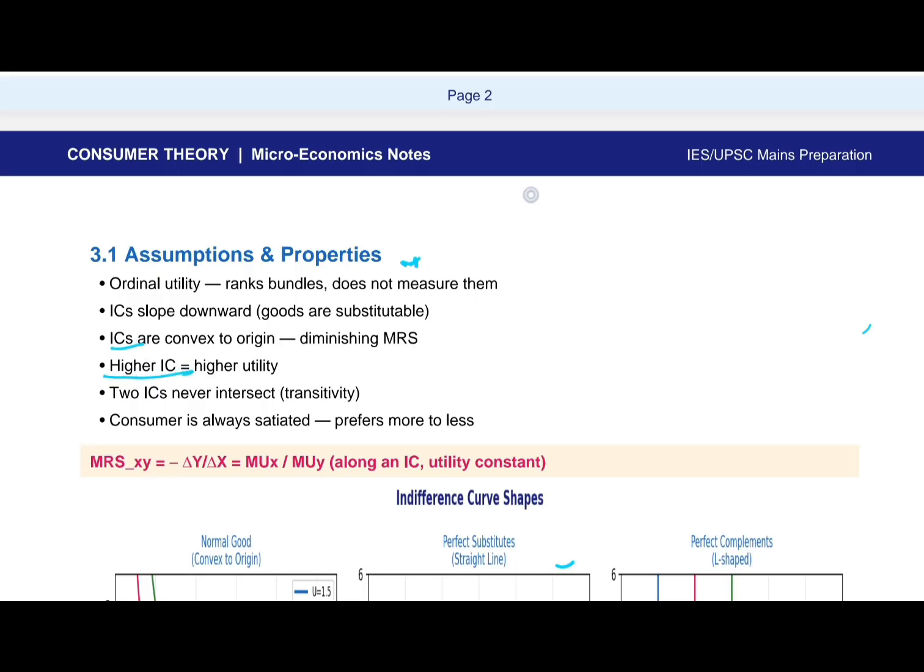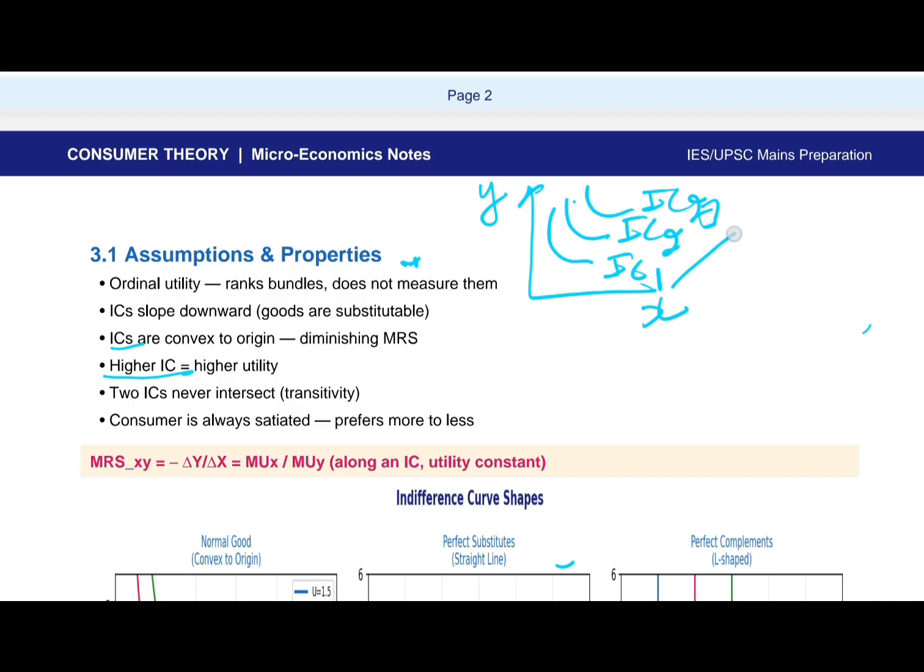Marginally higher. This is good X, this is good Y, this is IC1, this is IC2, this is IC3. As we move to a higher and higher indifference curve, our utility is increasing, and two ICs never intersect each other.